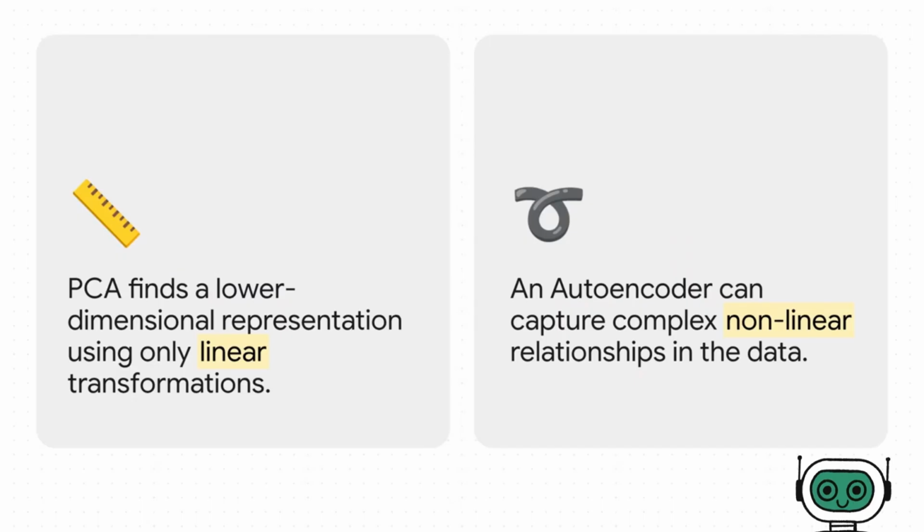Now, you might be thinking, isn't this just dimensionality reduction like PCA? And yeah, it is, but with a really important advantage. While PCA is limited to linear relationships, an autoencoder's neural network structure lets it capture complex, non-linear patterns. This makes it way more powerful for messy, real-world data like images or audio.